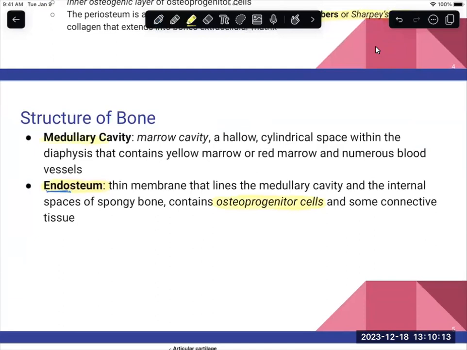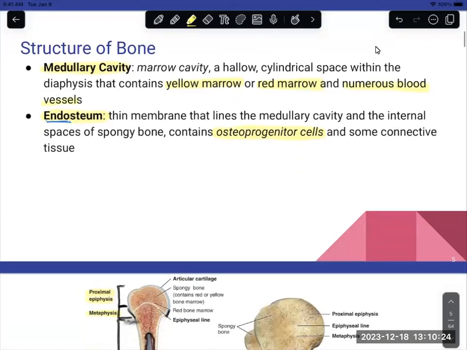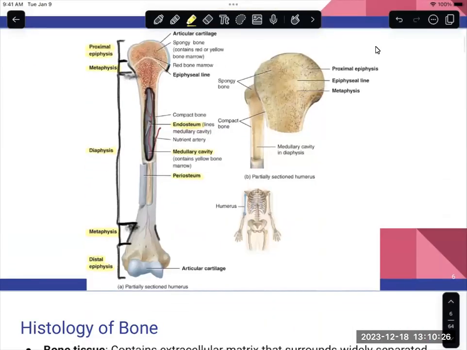I mentioned that medullary cavity. Again, it could have yellow marrow, could have red marrow. There's lots of blood vessels that fill up that hollow space within that long bone, that shaft.